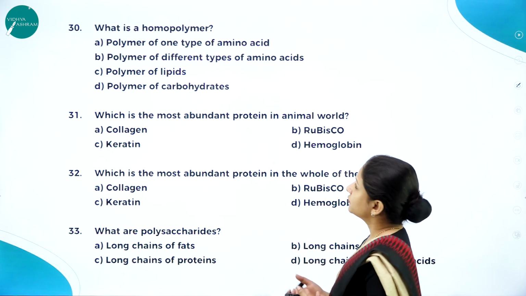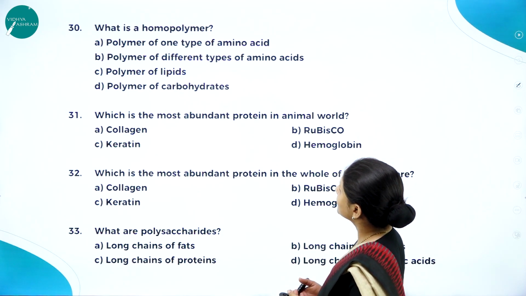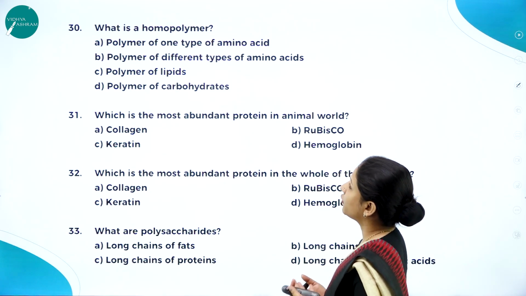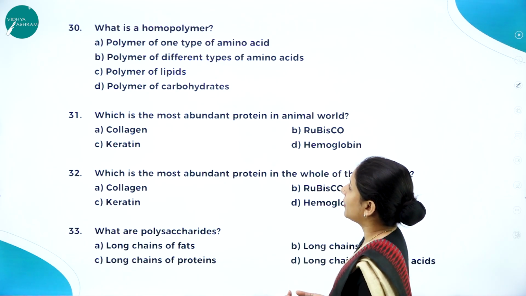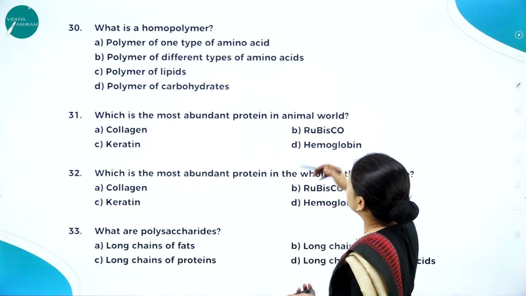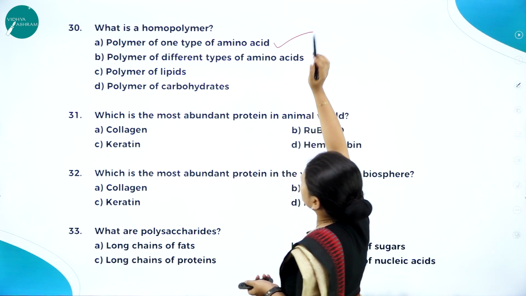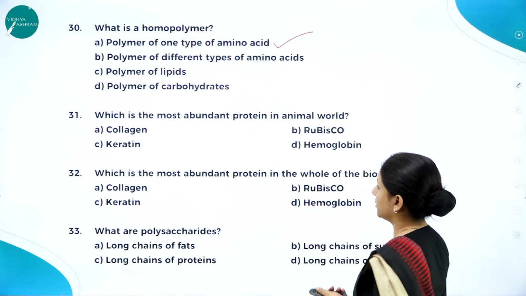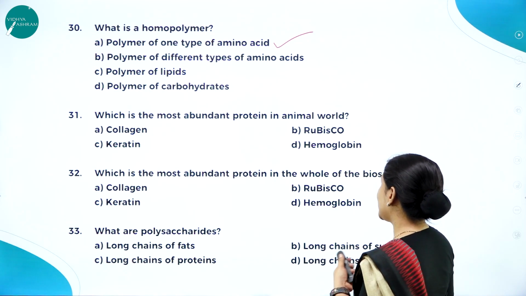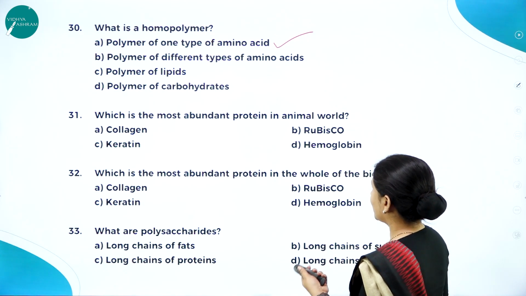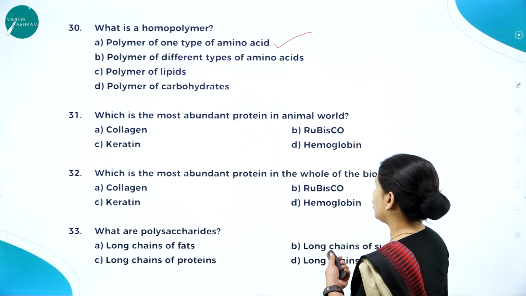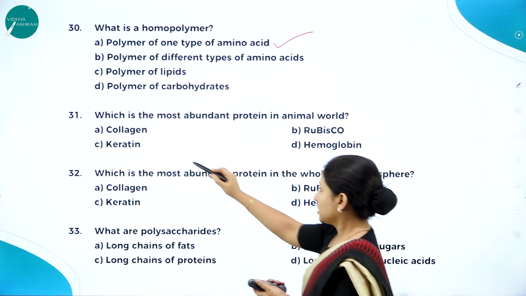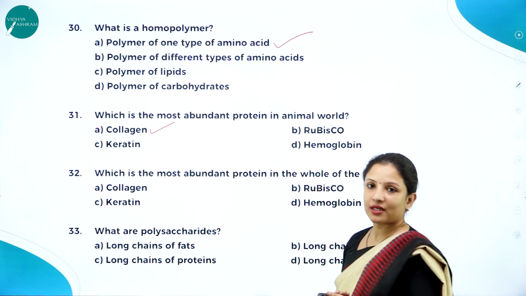Homo means same. So, polymer of one type of amino acid, polymer of different types of amino acids, polymer of lipids, polymers of carbohydrates. We can say polymer of one type of amino acid is called a homopolymer. Now, which is the most abundant protein in the animal world? Collagen, keratin, rubisco, hemoglobin. Collagen is the most abundant protein.